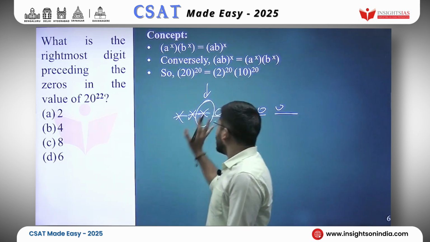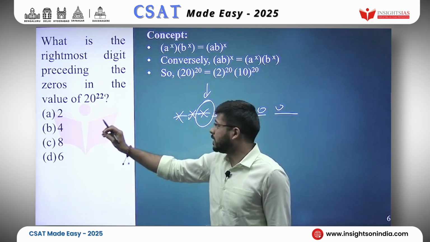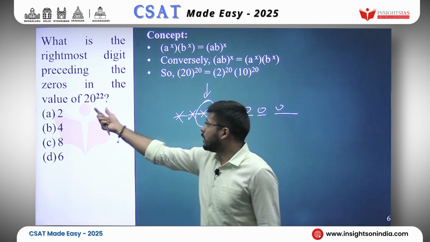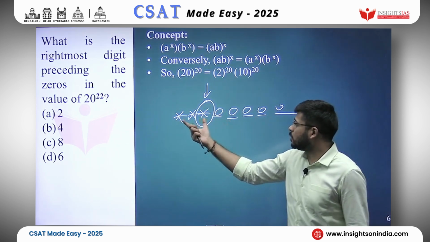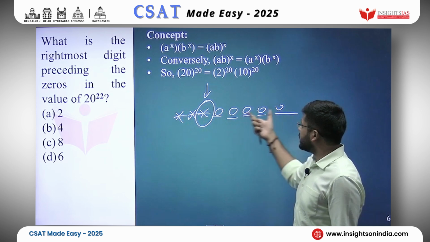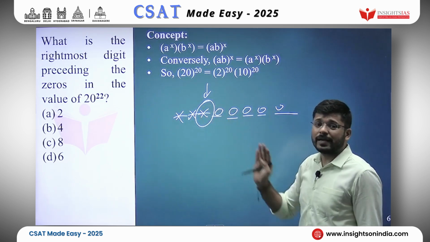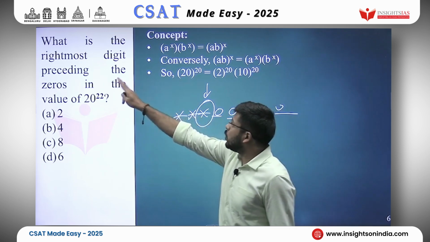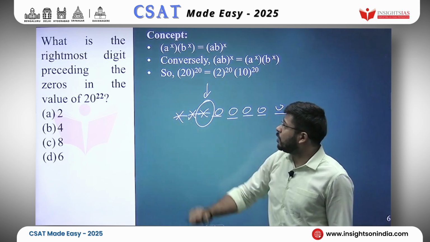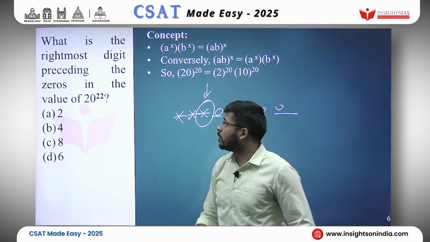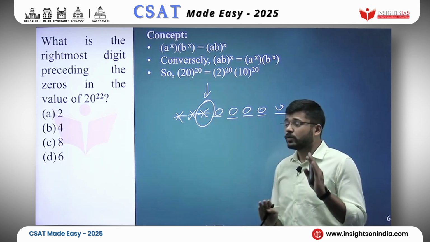They are asking us to find this digit which is non-zero. How do we solve this one? I think you understood the question, right? The question says when you raise 20 to the power of 22, you will get some zeros and some non-zero digits. They are asking us to find the first non-zero digit after all the zeros from the right are done with. How do we solve this?